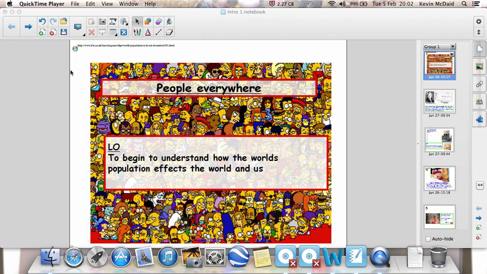So the first lesson in this unit is just about understanding some of the key terms and how population ties in to various other things in Unit 2, most specifically resources.